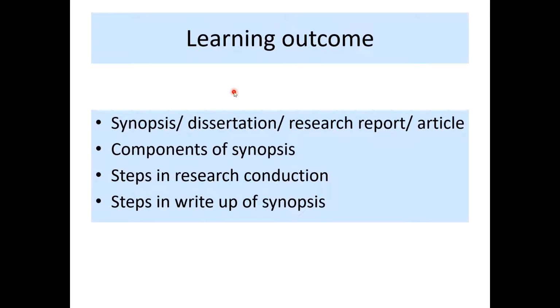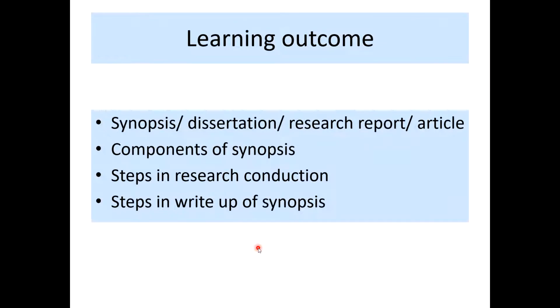The learning outcomes of today's lecture are that we will discuss the difference between synopsis, dissertation, research report, and article. These four forms are basically four different types of presentations of research work. We will discuss in detail how a synopsis is different from a dissertation, how a dissertation is different from a research report, and how a research report is different from an article, and what you are supposed to do in your fourth year MBBS. We will also discuss the different components of a synopsis, the different steps in research conduction, and how these steps help us in writing up a synopsis. Fine. So these are the learning outcomes of today's lecture.